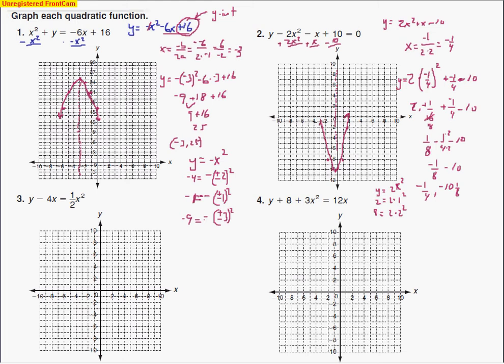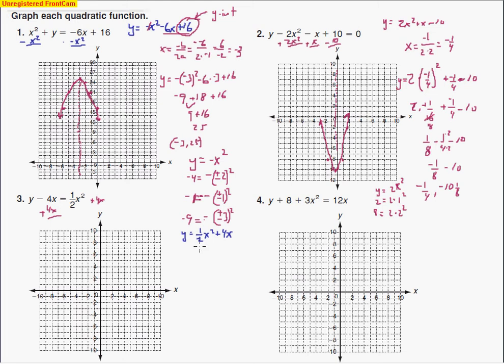So let's take a look at the next one here. We've got y minus 4x equals 1/2 x squared. So you're going to end up adding this 4x to both sides. So when I do that, here's our new equation. I'll write it right in here. Y equals 1/2 x squared plus 4x.